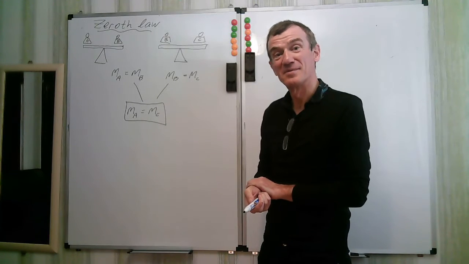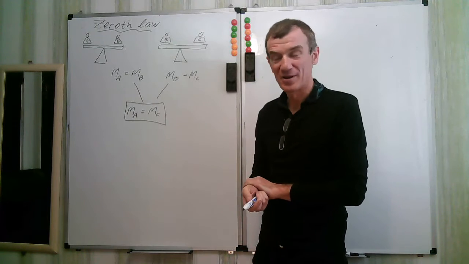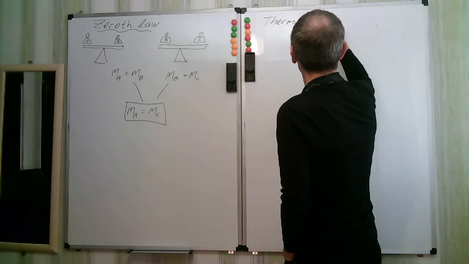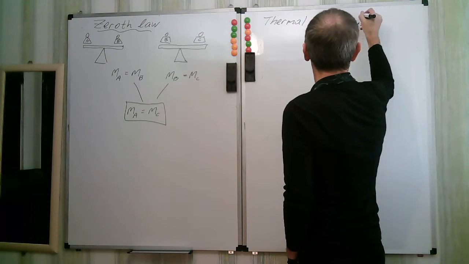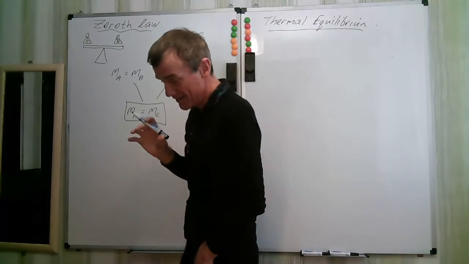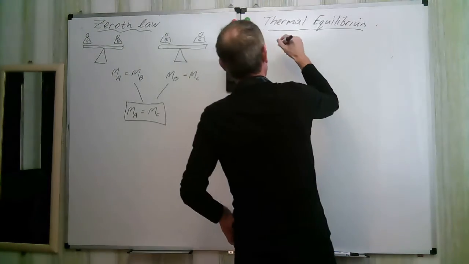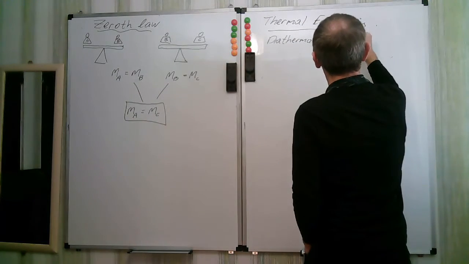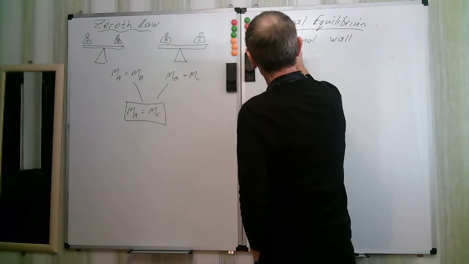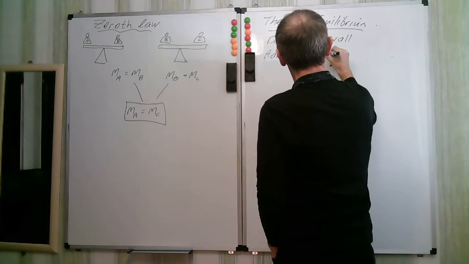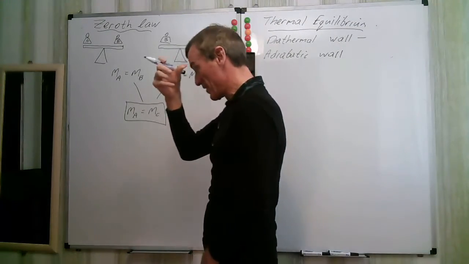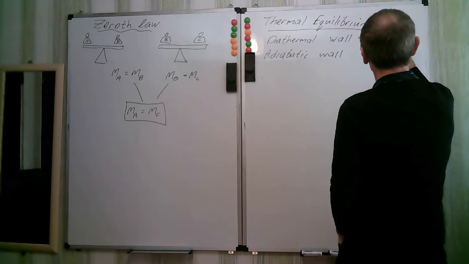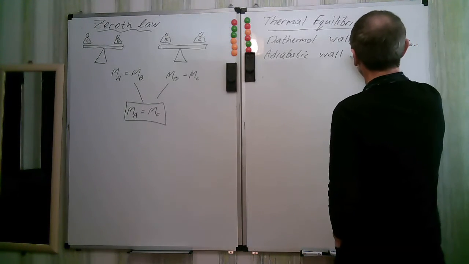And the other thing I want to look at in thermodynamics is something called thermal equilibrium. It's a very similar thing. So let me think about that. To do that, we have to define a couple of things. So I'm going to define a diathermal wall, and an adiabatic wall. So a diathermal wall, you can think of that as a sort of perfect conductor. Perfect conductor. And an adiabatic wall is a perfect insulator.